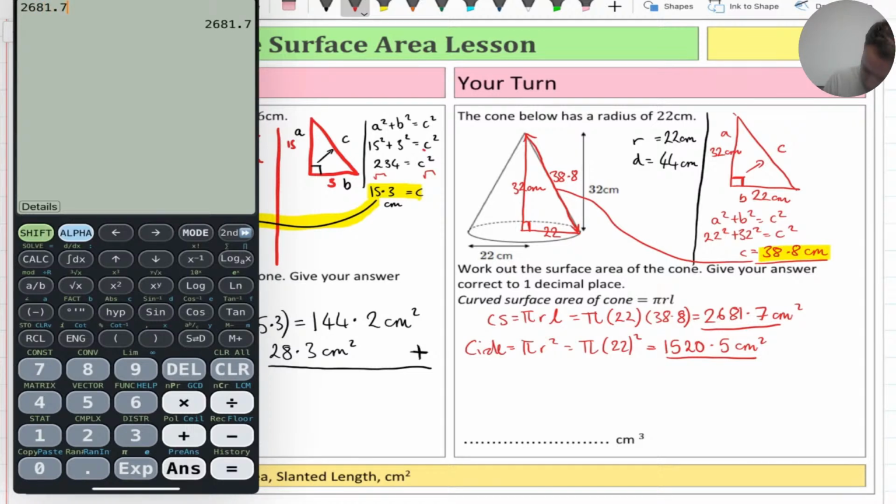2,681.7 plus 1,520.5 is equal to 4,202.2. So 4,202.2 centimeters squared. So I made a little silly mistake there.